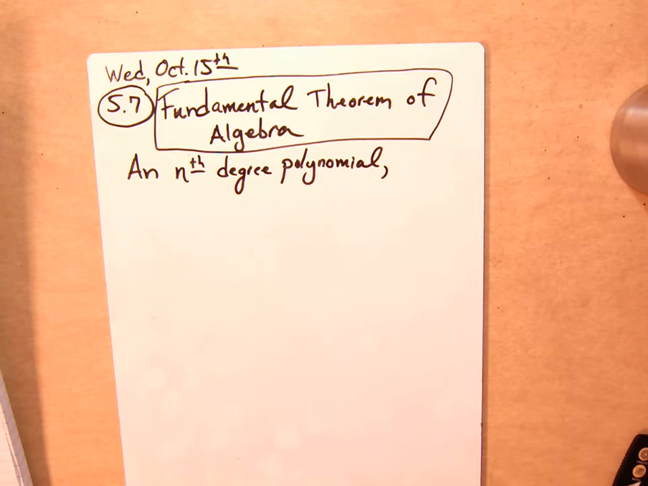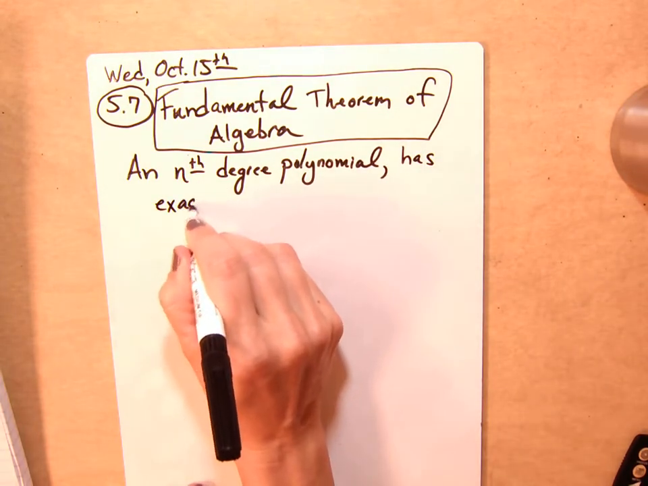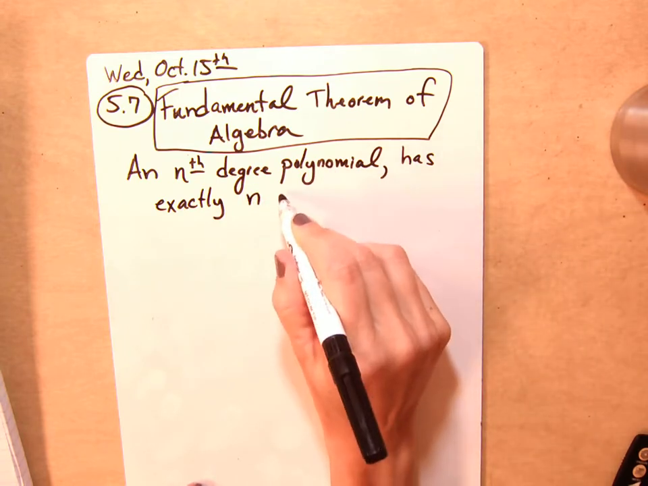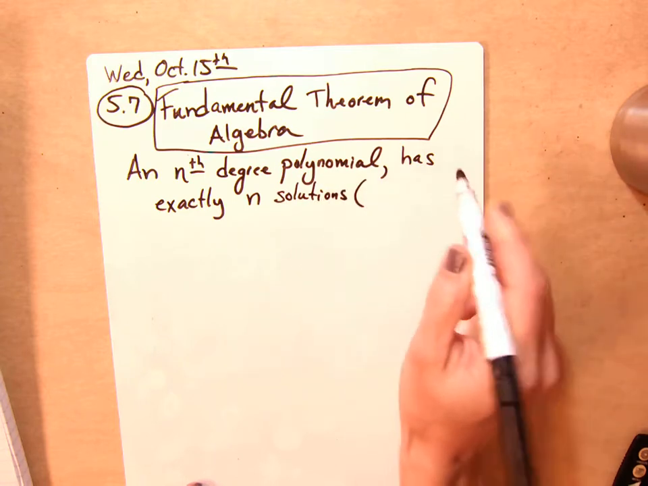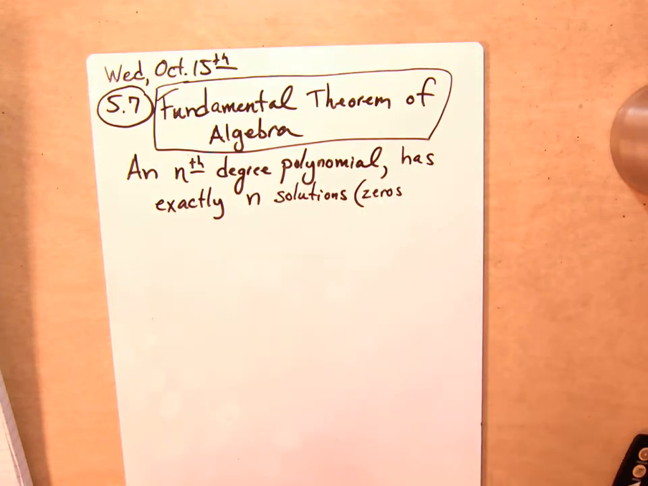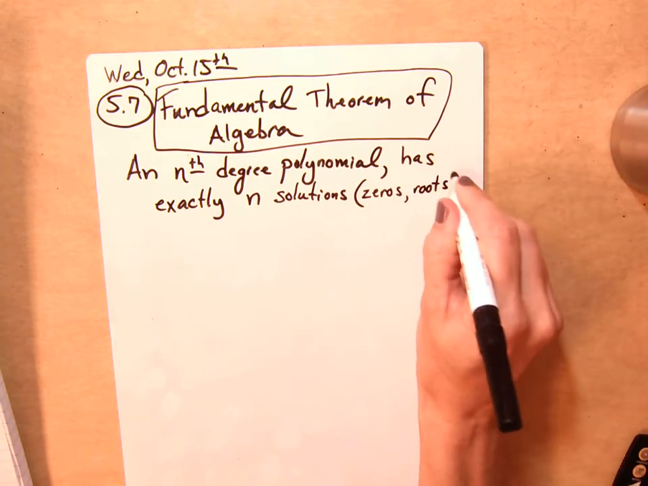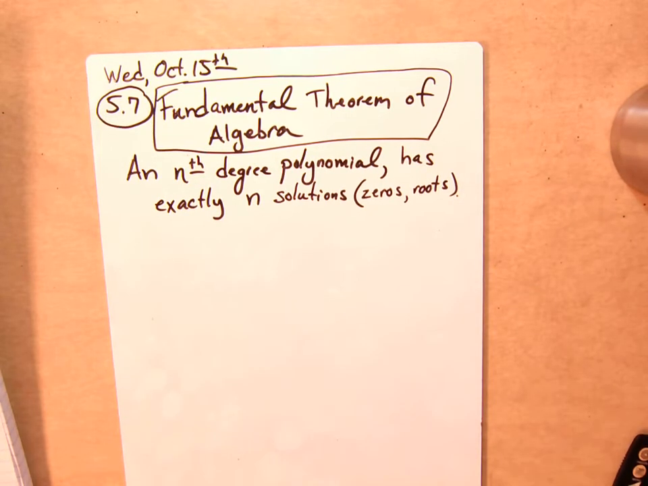So an nth degree polynomial, you look for the highest exponent, has exactly n zeros or solutions or roots. I'm going to say solutions, but when I say solutions, I mean it's the same thing as saying the zeros, like when you set y equal to 0, what's the solution, or roots. You might see any of those words, n solutions or zeros or roots. Okay, so that's the fundamental theorem of algebra.